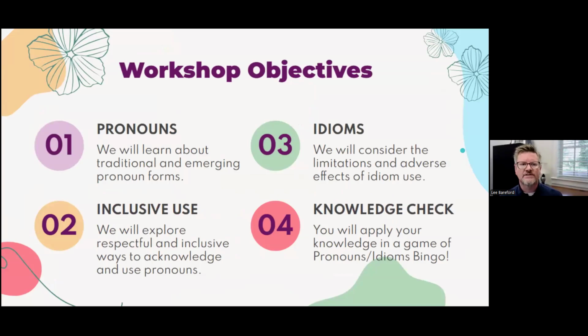We have 4 objectives in the workshop. The first is, of course, to learn about pronouns. The second is to learn about inclusive use of personal pronouns, acknowledging them and why it's important to do so. We also take a look at idioms, those idiomatic phrases, which are very common in American conversations that many people don't know the cultural, historical, sociological aspects and origins of those phrases. And then, of course, the 4th objective is to apply the knowledge in a game of pronouns and idioms bingo, which encourages conversation and teamwork, reinforcing the content that we covered.